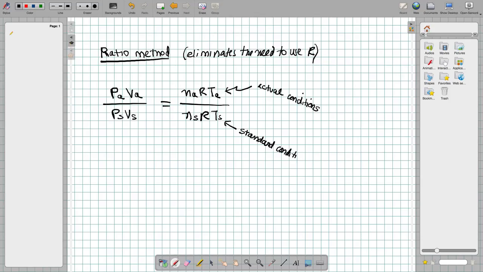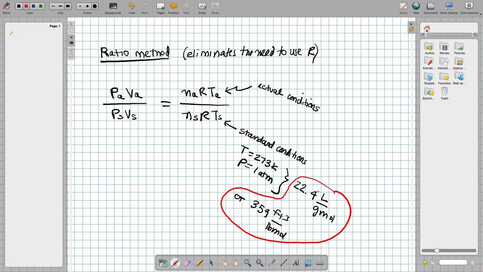And hopefully you know by now that standard conditions are that the temperature is 273 Kelvin and the pressure is 1 atmosphere. And when that is the situation, and you have an ideal gas, the ideal gas occupies 22.4 liters per gram mole. Or another way of saying that in a different unit system is it occupies 359 cubic feet per pound mole. So these are things that you should remember, those numbers, so you can use the ratio method. Remember these. That way you won't have to use the ideal gas law constant ever again.